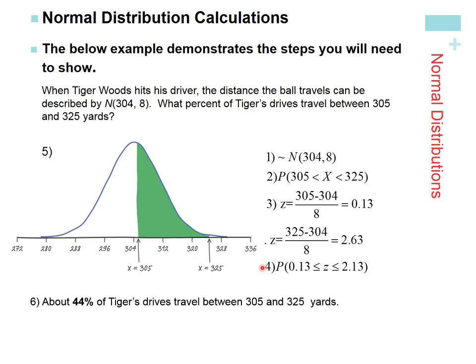Finally, you can then use your graphing calculator to get your answer. So about 44% of Tiger's drives travel between 305 and 325 yards. Notice that this is in context.